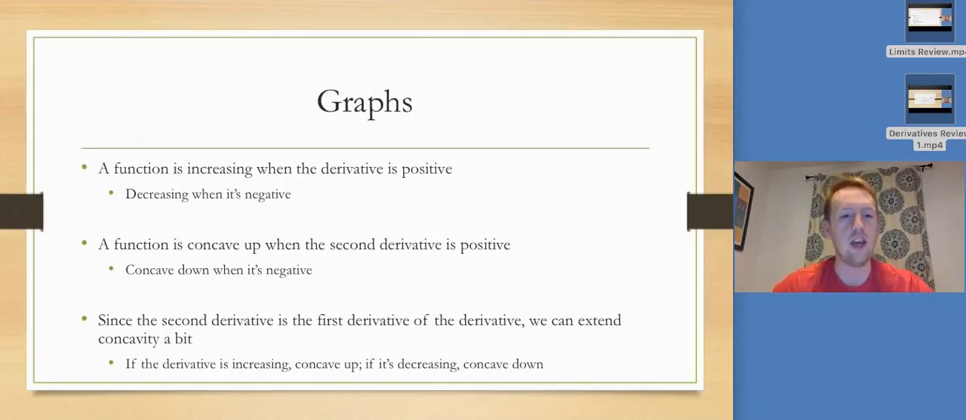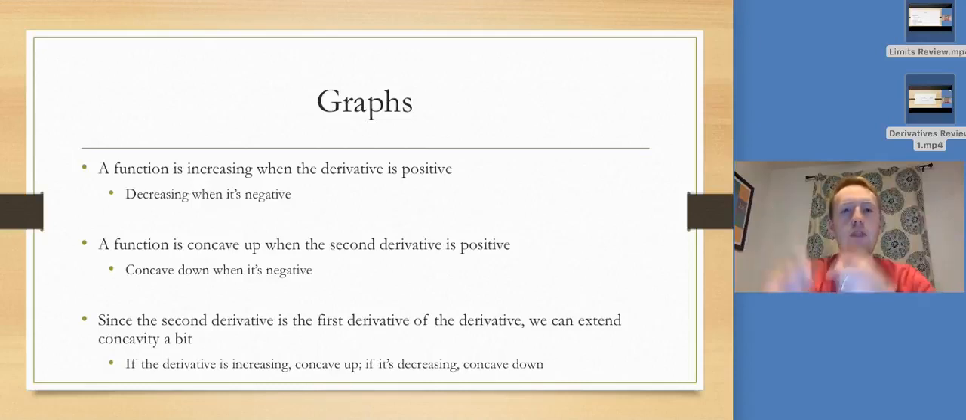Okay, so let's start looking at just basic ideas. Function is increasing when the derivative is positive, and it's decreasing when it's negative. Okay, that shouldn't be new at this point. Function is concave up when the second derivative is positive and concave down when it's negative. Since the second derivative is the first derivative of the derivative, we can extend concavity. Okay, second derivative, first derivative of the derivative.